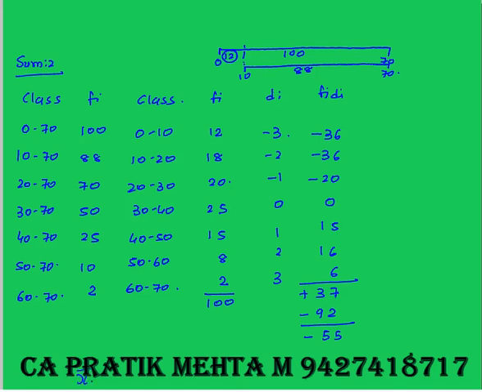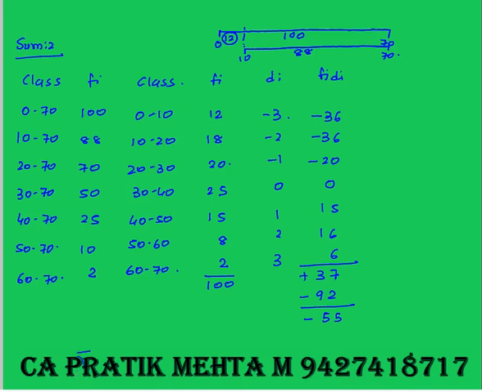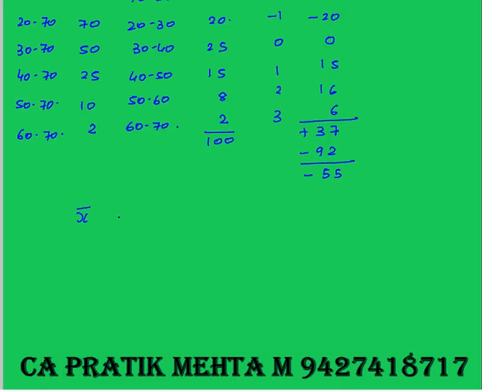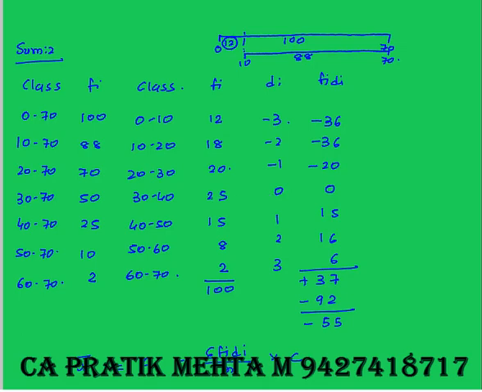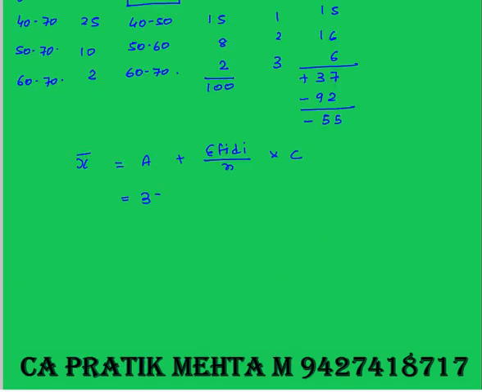X bar is equal to A plus sigma FIDI upon N into C. Now A किसको लेंगे हम लोग? जहाँ पे हम लोगों ने 0 अज्यूम किया होगा उसके सामने जो क्लास होगा वो क्लास का मिड वैल्यू. The class is 30 to 40. So can we take mid value as 35?